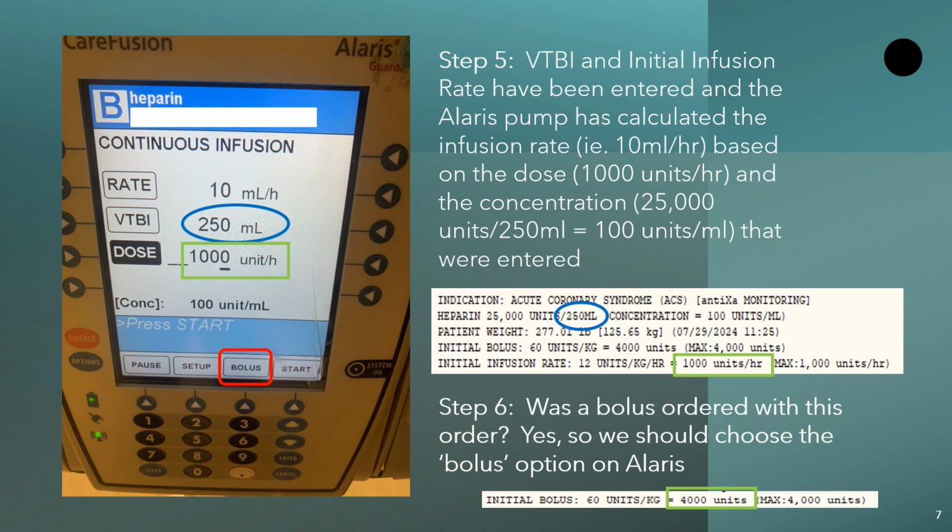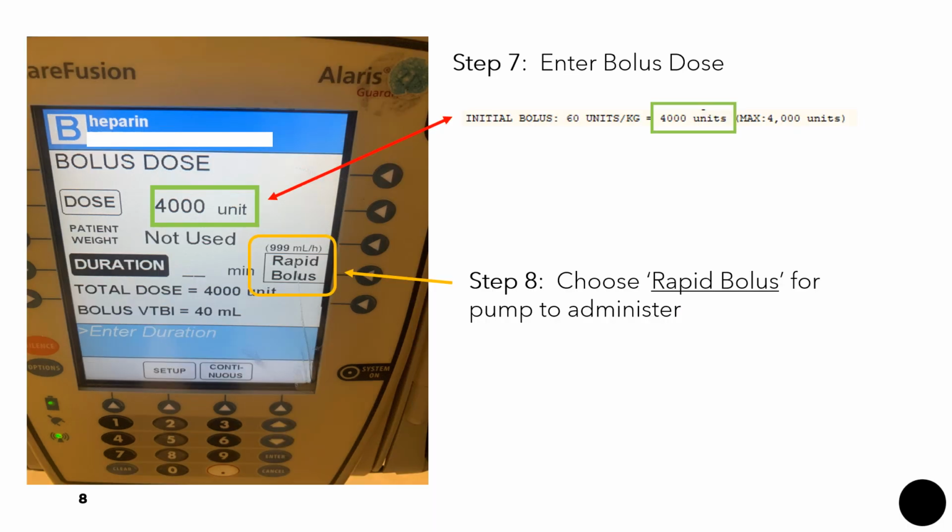And you notice that the initial bolus is right in the order. It tells you how many units the bolus is supposed to be. So on the next screen, you will take that bolus of 4,000 units that's in your order, and you will enter it in.